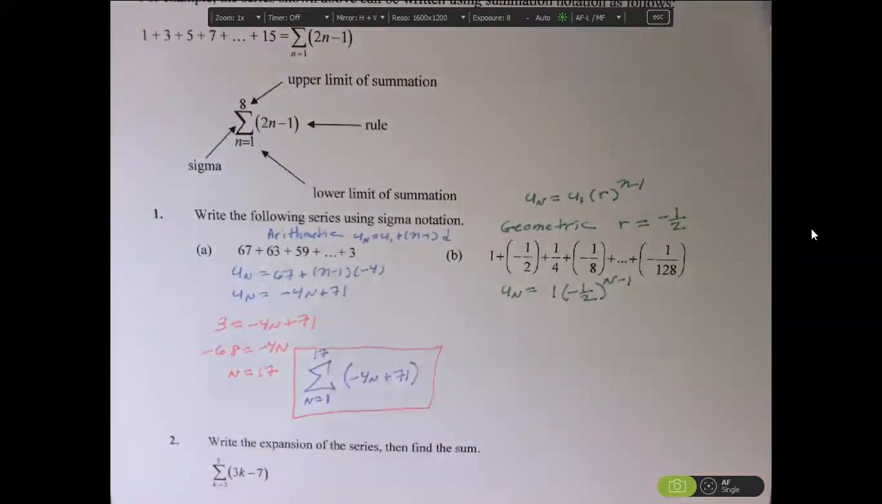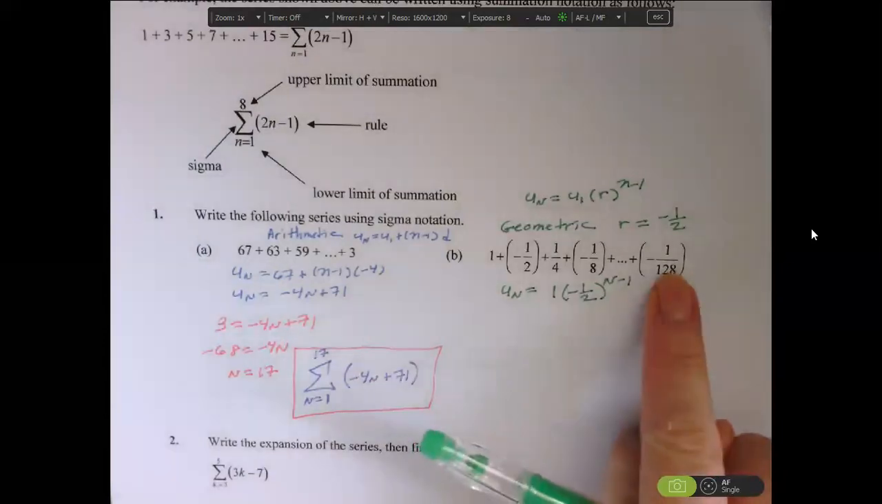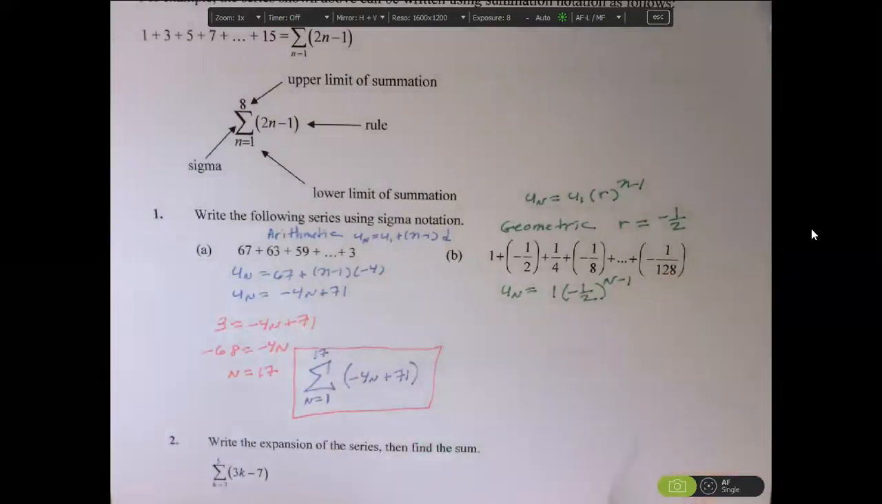All right, now the harder part is we need to figure out which term is negative 1 over 128. Okay, so I'm going to do exactly what I did over here.